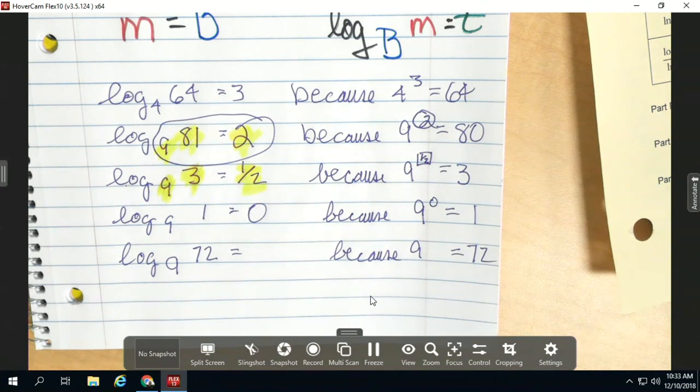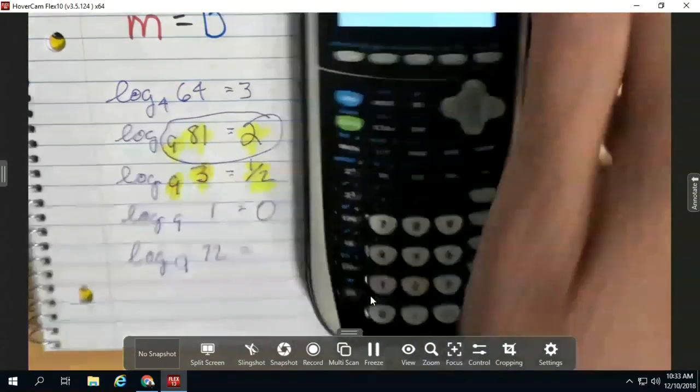Okay? So instead of 1.95, was 1.94 too small? I didn't try that one. 9 to the 1.94 is too small. So it's somewhere between 1.94 and 1.95. Everybody agree? Okay. Our calculator can find what that is.